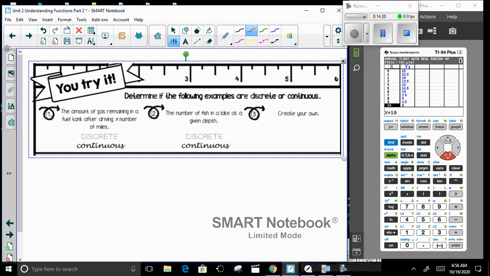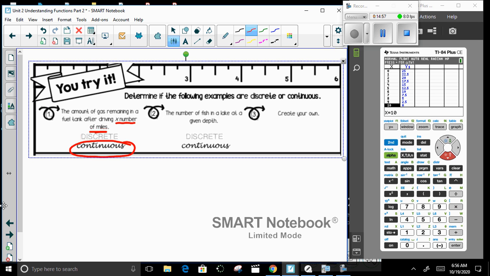All right, we're going to try to determine if it's discrete or continuous. The amount of gas remaining in a fuel tank after driving X number of miles. Now think about this. Is there a way for you to measure that? I know all of you don't drive, but in a car, after you drive a certain number of miles, your gas gauge tells you how much is left. When there is a way to measure it, that is a continuous function.